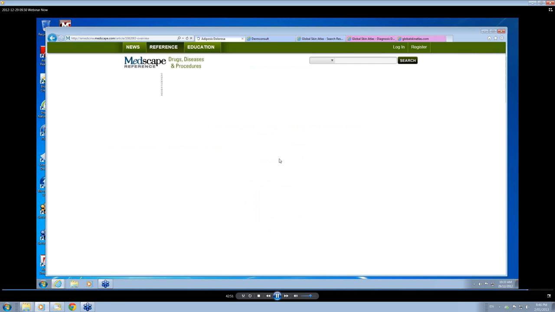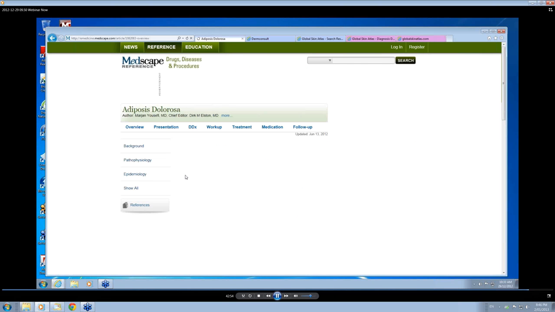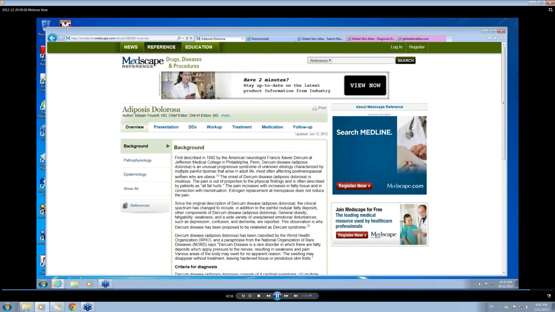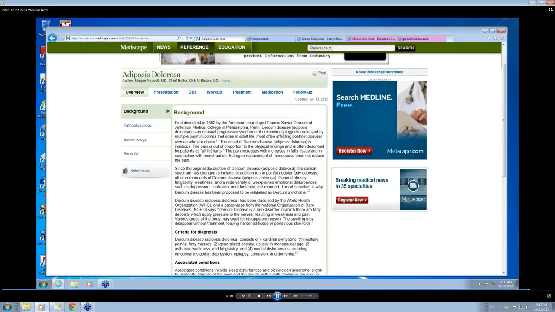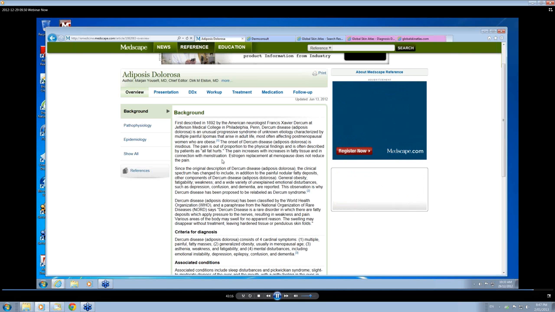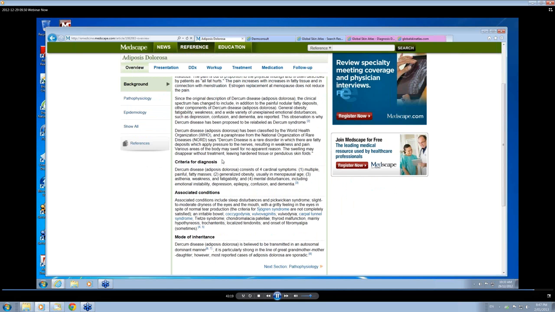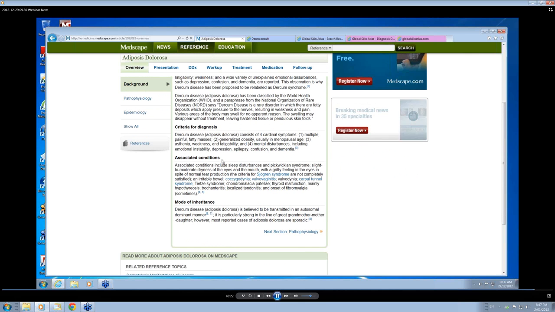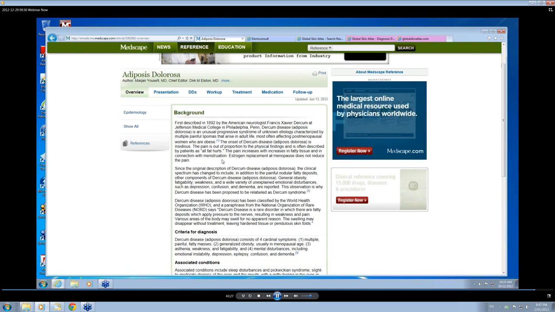Wonder if we get anything in eMedicine on this one. Okay. Progressive syndrome, unknown etiology, multiple painful lipomas, arising in adult life, in postmenopausal women who are obese. Pain is out of proportion to the physical findings. It's described by patients as all fat hurts. Okay, that's obviously an interesting disorder. Just remember it: outer aspects of the thighs, painful bag of worms.